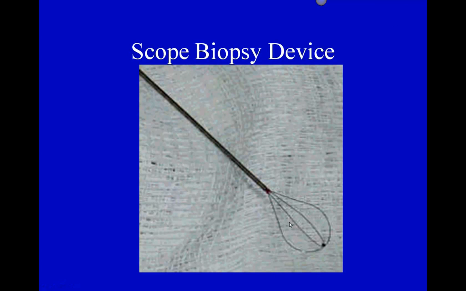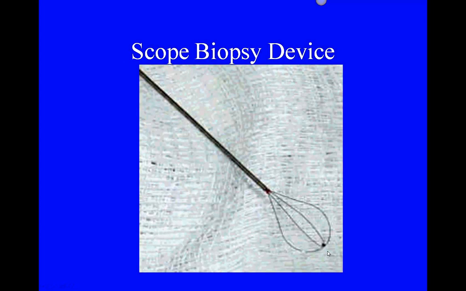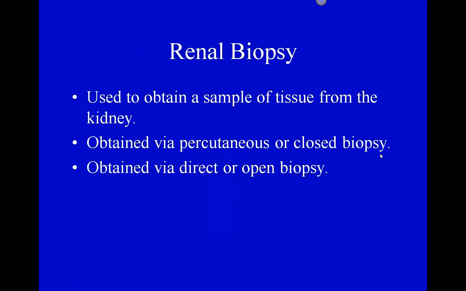Here's what those might look like. So as you can imagine, this could collapse down to go through the scope and then enlarge. These are fairly sharp, and it could be used to pick up a piece of that tissue and then pull it back through that scope. Sometimes we have procedures where we need to biopsy something.